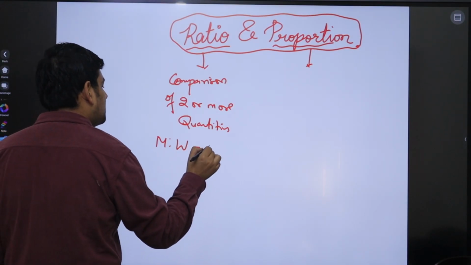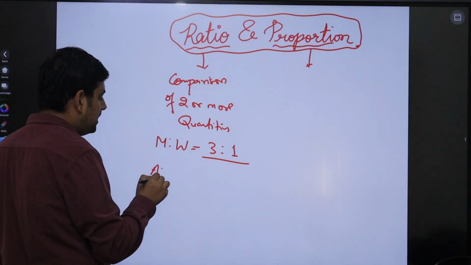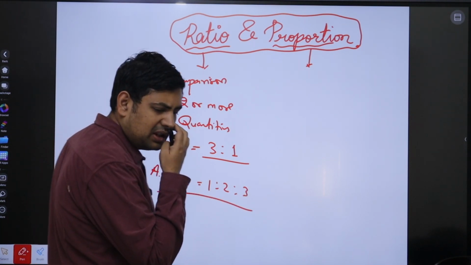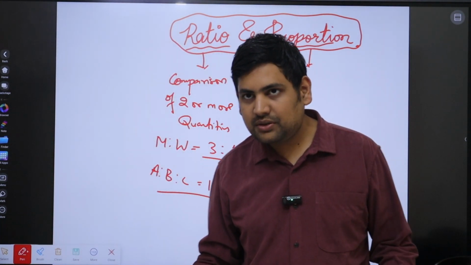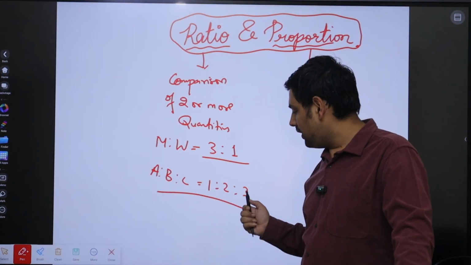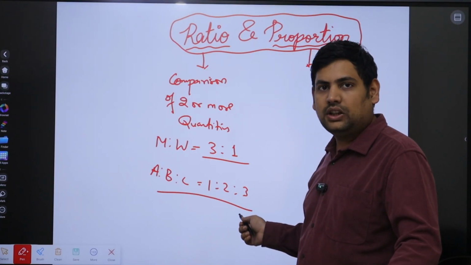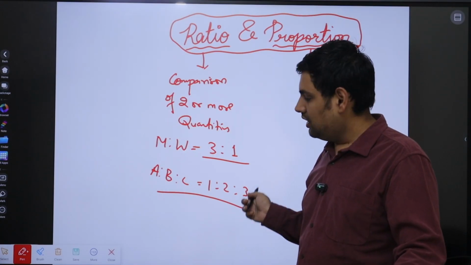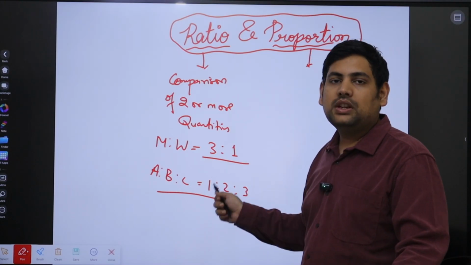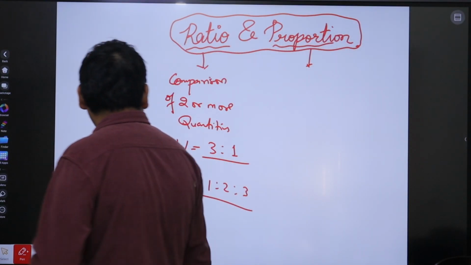So let's say milk and water is in ratio 3:1. Correct? A, B and C have money in the ratio 1:2:3. So this is what? This is a comparison of how much money does A, B, C have with respect to each other. For example, according to this, you can see that if A has 1 rupees, then C will have 3 rupees. That is, C has 3 times the money that A has. Similarly, B has 2 times the money that A has. So like this it goes. So this is comparison of 2 or more quantities.